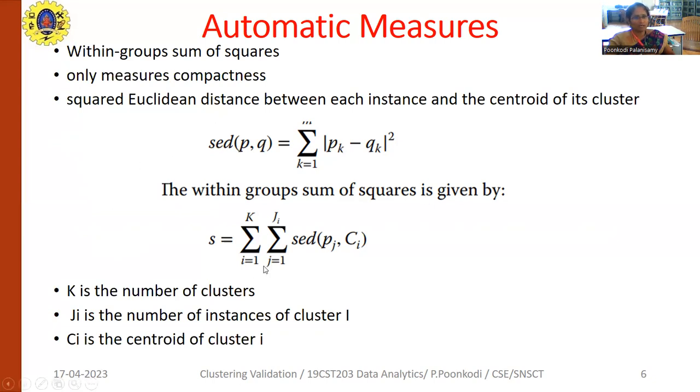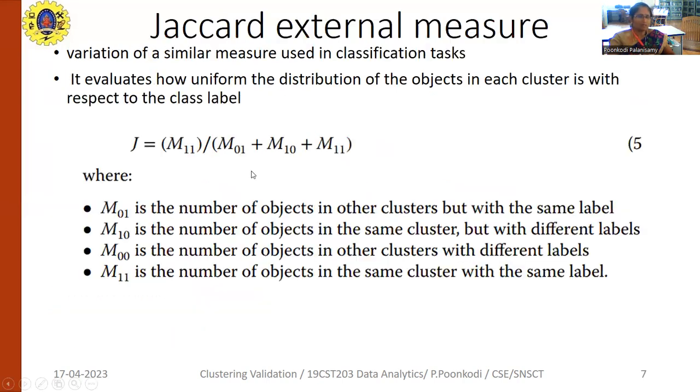If you want to find the measure within a group, the sum of squares is represented as the summation over i from 1 to k, and j from 1 to Ji, of the squared Euclidean distance between p j and ci. Here k is the number of clusters, Ji is the number of instances in cluster i, and ci is the centroid of cluster i. Basically, this equation is used for calculating the sum of squares.